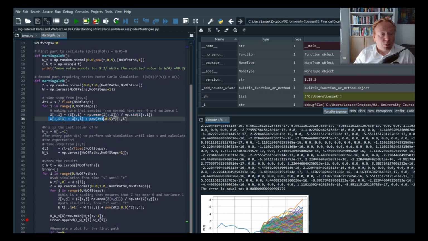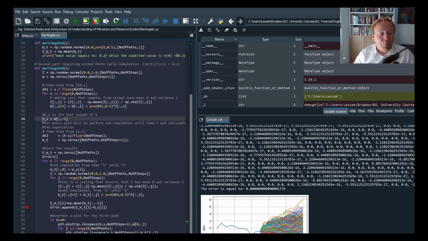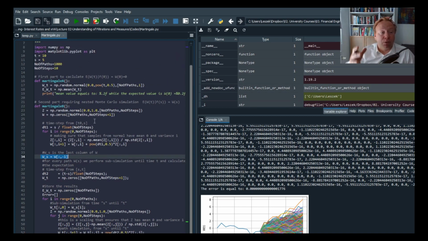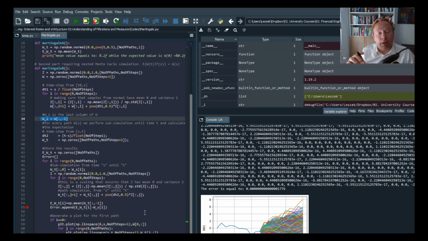So first we simulate Brownian motion until time s, and then we look at the last column, because that's the most important: we simulate until time s, and we are conditioning on the filtration at time s. There will be multiple paths, actually 1,000 realizations, because we have 1,000 paths. Then for each of those paths, we have to perform a nested Monte Carlo. For each path, we redo the experiment of simulating Brownian motion with a different initial value, given at time s, and then we take the expectation.